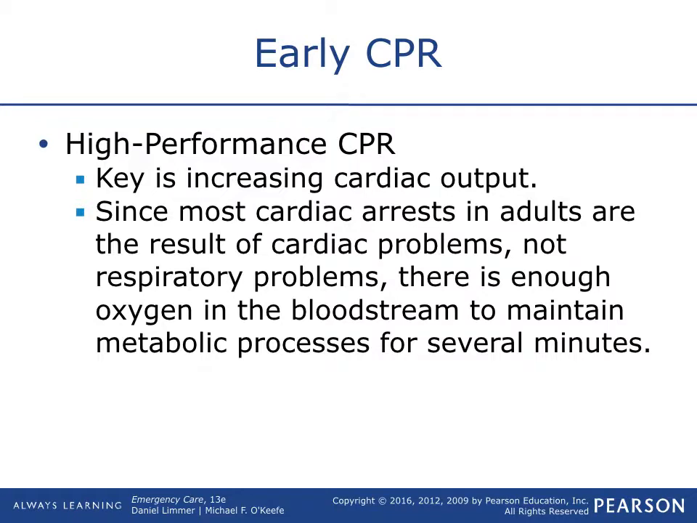Since most cardiac arrests in adults are the result of cardiac problems, not respiratory problems, there is enough oxygen in the bloodstream to maintain metabolic process for several minutes. So that's why we're okay. You get on the scene, it's ABCs, but when you have a cardiac arrest, it's now CAB or CBA. So circulation is a big deal there.